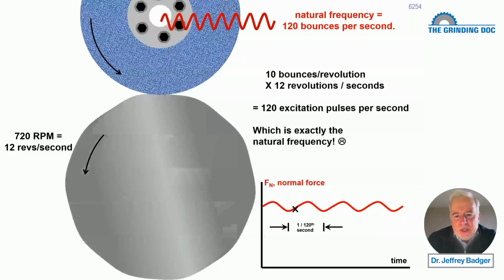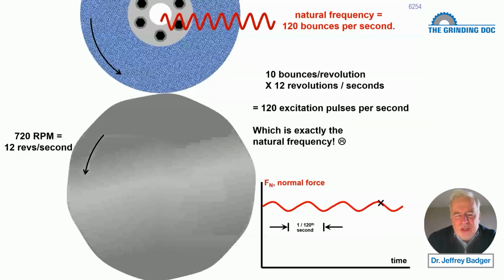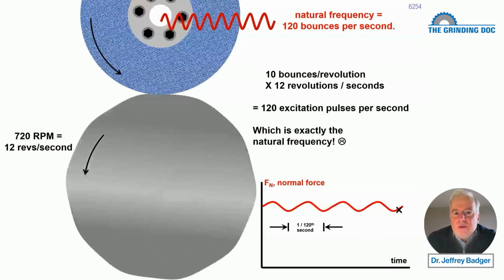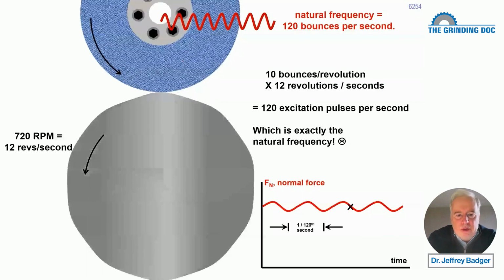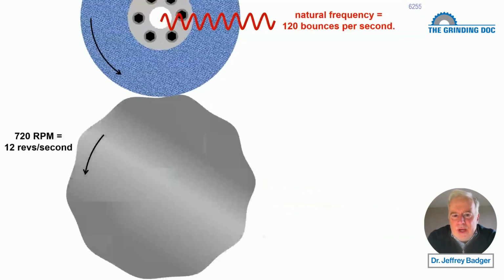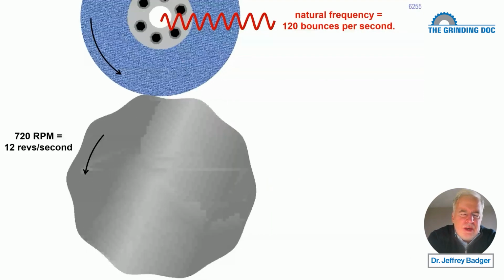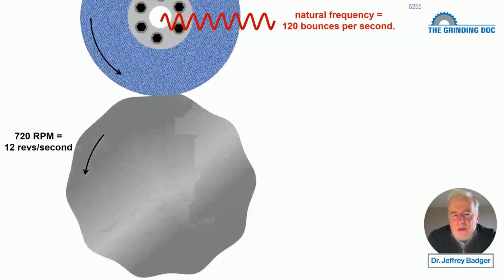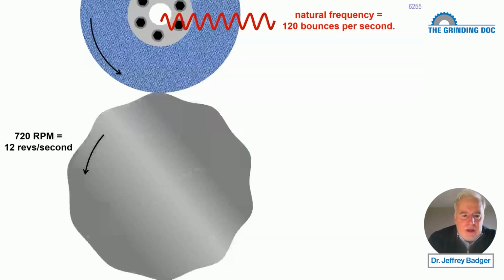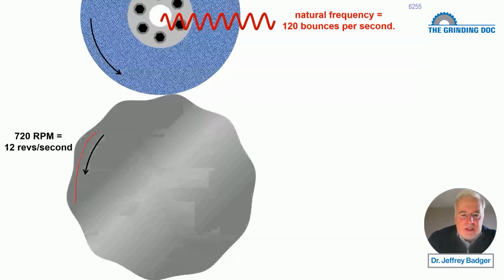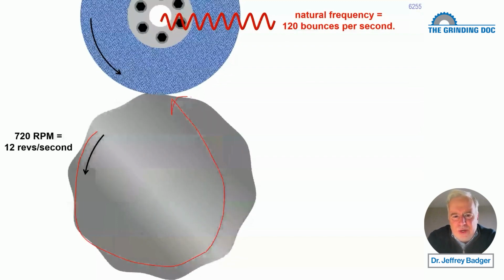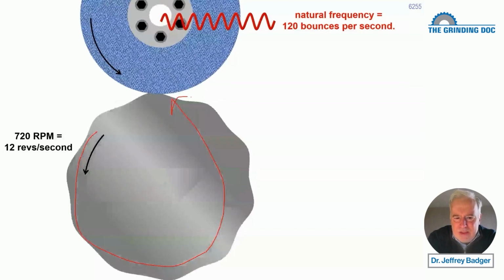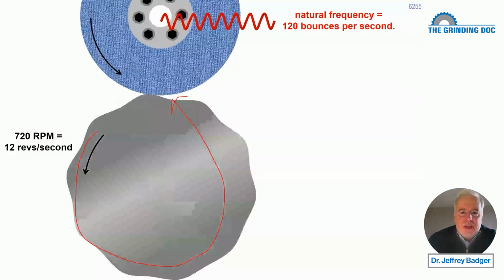It starts bouncing. Boing, boing, boing. The depth of cut is varying, bigger or smaller, bigger or smaller. So what happens? We get bigger lobes on the workpiece. And we still have 10 of them because we're putting lobes in at the natural frequency of 120 bounces a second. And those lobes are now coming around again, and they're exciting the system at exactly 120 bounces a second. And that's exactly the frequency we don't want to excite the system at. So now things are getting bad.